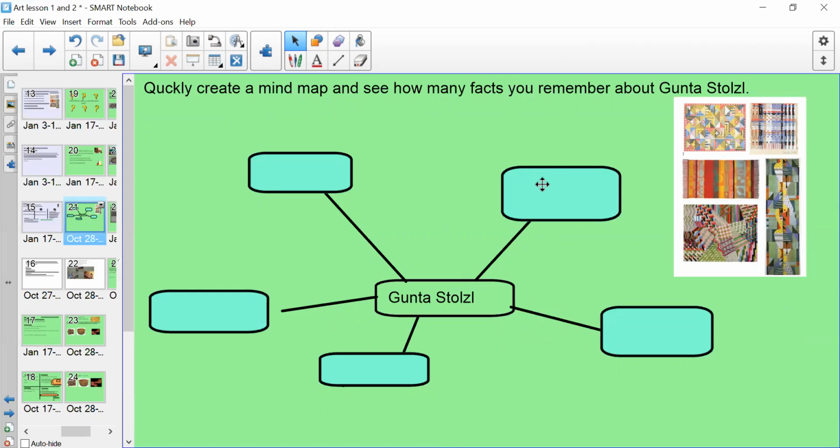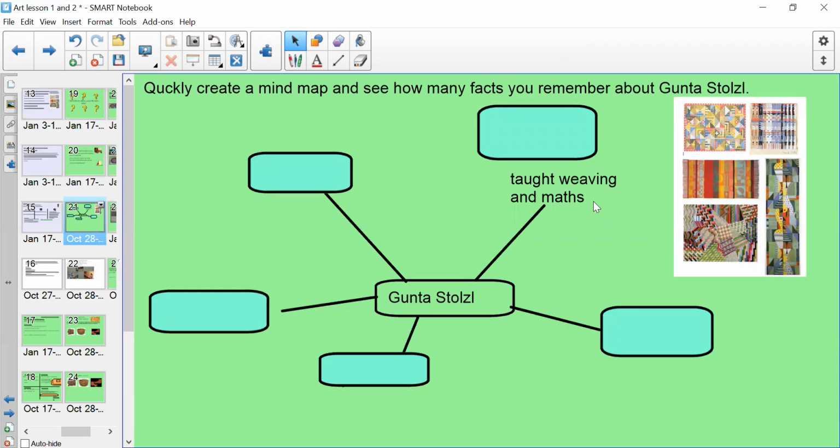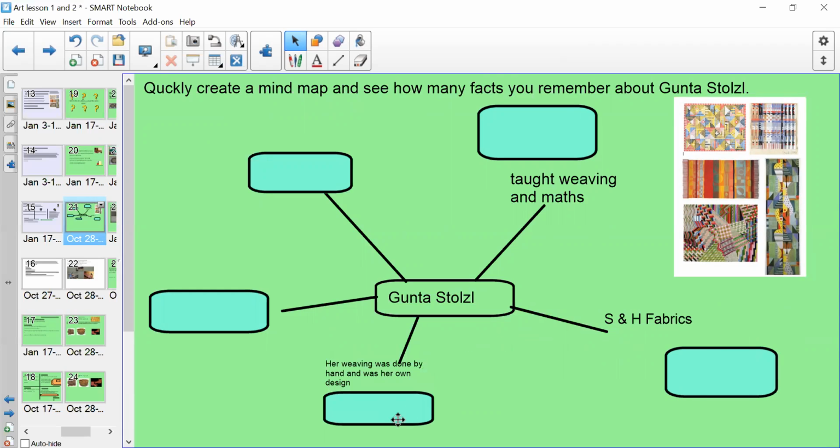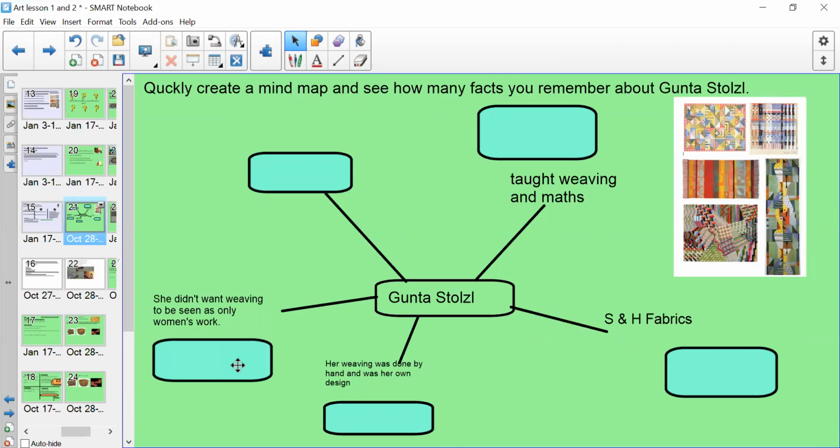Okay, well done. So she taught weaving and maths. She had a company called S&H Fabrics. Her weaving was done by hand and was her own design. So she designed her own weaves. And here were some examples that we looked at last week. She didn't want weaving to be seen as only women's work. And she went to the Bauhaus school. So obviously you might have had some different ones as well, but these are the ones that I had come up with.